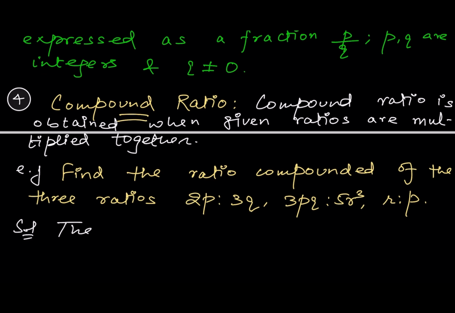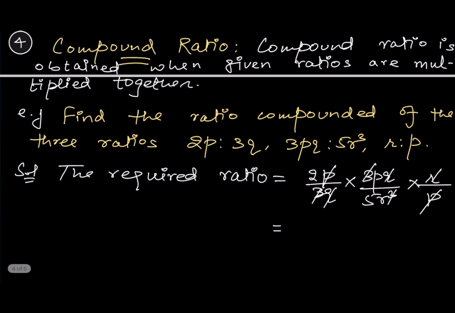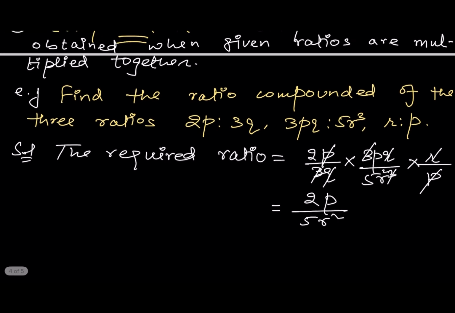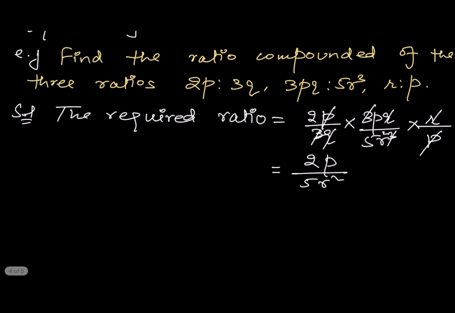The required ratio is equal to 2p by 3q into 3pq by 5r cube into r by p. So p cancels out, q cancels out, 1 r from r cube will cancel, right? And 3 cancels out, so what is left in numerator? 2p, and in denominator it is 5r square. So new ratio is 2p upon 5r square. It is compound ratio basically of three given ratios.